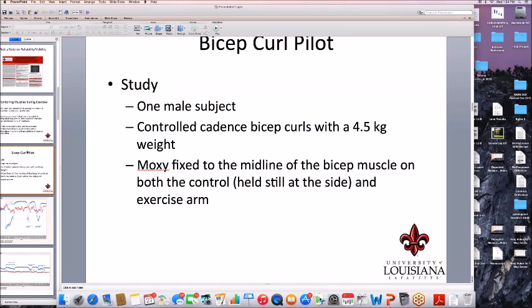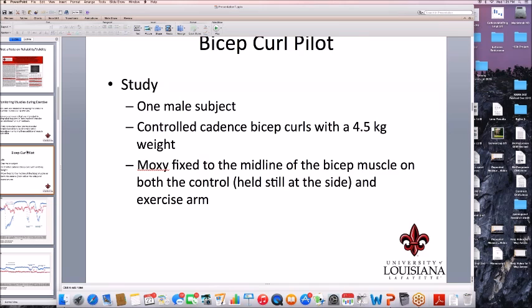So we have a controlled cadence bicep curl. We have the back against the wall, with the elbows fixed by the side. We have one arm serving as the control, so that arm does not have a weight in it. It's not moved during the exercise. It's just held still at the side. And then we have the other arm, which is doing the curling activity.